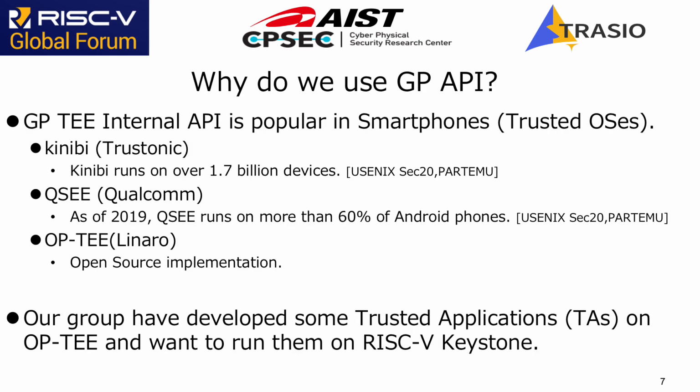Why do we use GPAPI? Because the GP internal API is popular in smartphones and many trusted OSs on ARM Cortex-A follow it. Trustonic Kinibi supports the API and runs on over 1.7 billion devices. QSEE is a Qualcomm trusted OS and runs on more than 60% of Android phones. OP-TEE is an open source implementation maintained by Linaro and used by many researchers. Our group has developed some trusted applications, TAs, on OP-TEE and wants to run them on RISC-V Keystone.